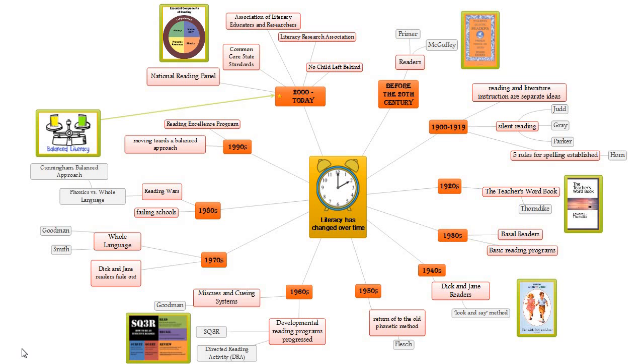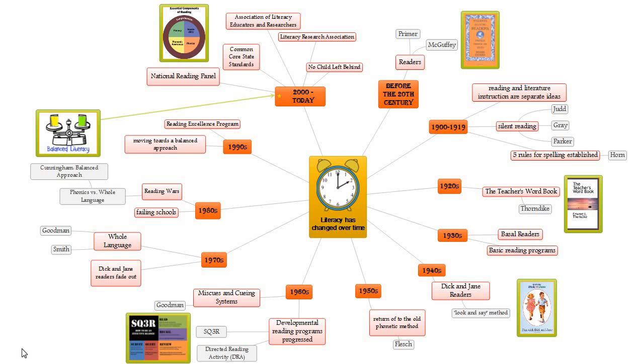As we heard from the lecture, the New England Primer and McGuffey readers were the earliest education books used. The 1900s was a groundbreaking period for research. Judd and Gray proclaimed that silent reading was practical and more efficient. As time moved on, basal readers and basic reading programs were used to teach reading.